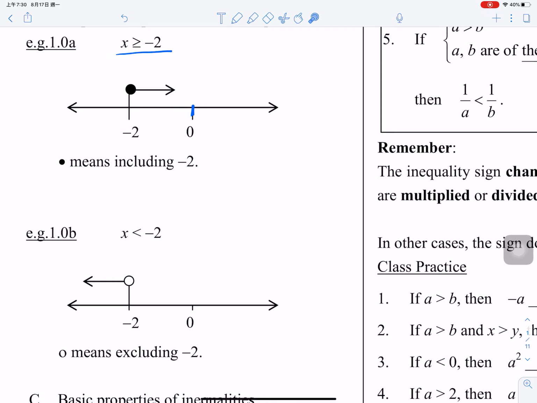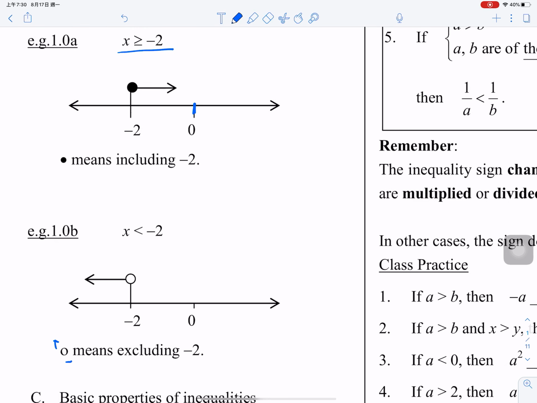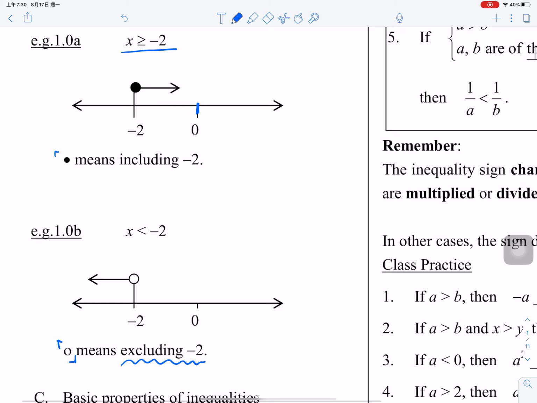Have a look at 1.0b. x smaller than -2. So here again we mark it at -2, but this time an open circle, without blackening, which means excluding -2, okay? If you blacken the circle, that means including -2, okay? Understand? Or say that, do you remember?